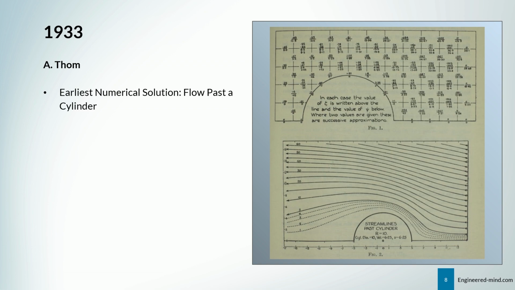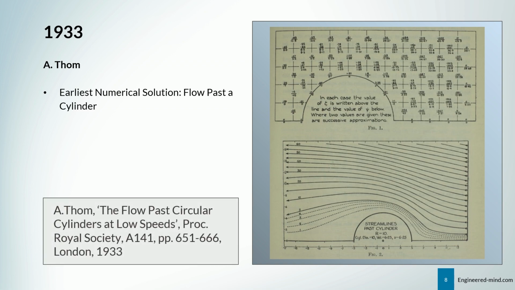In 1933, a man named Thom came by and he did the earliest numerical simulation with a cylinder, and he calculated the flow past the cylinder. You can have a look at the publication from Thom, and the title is given below.